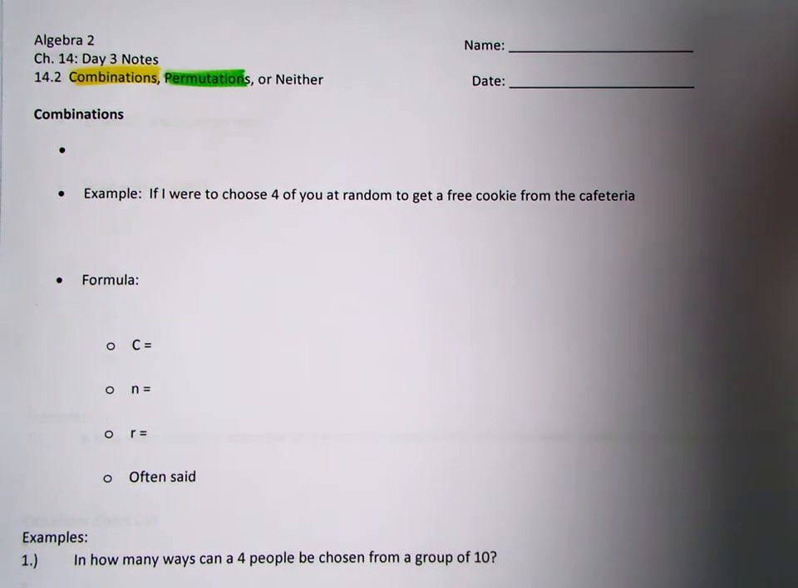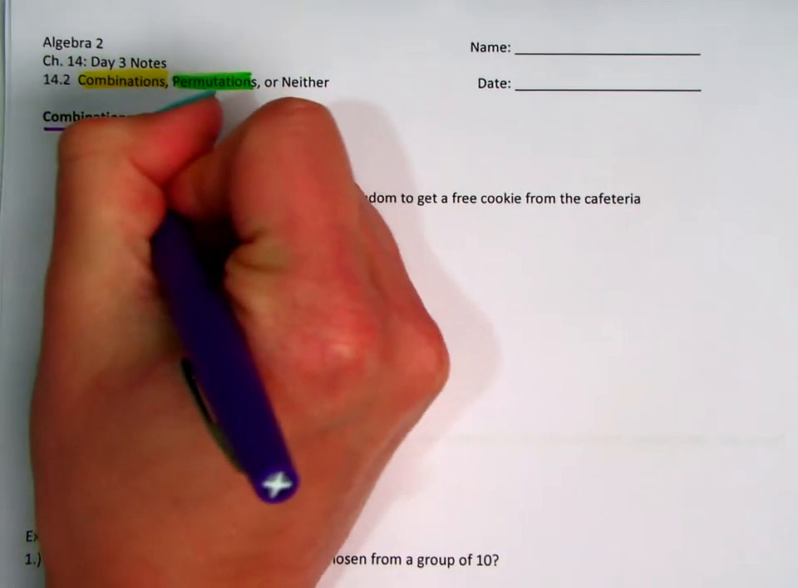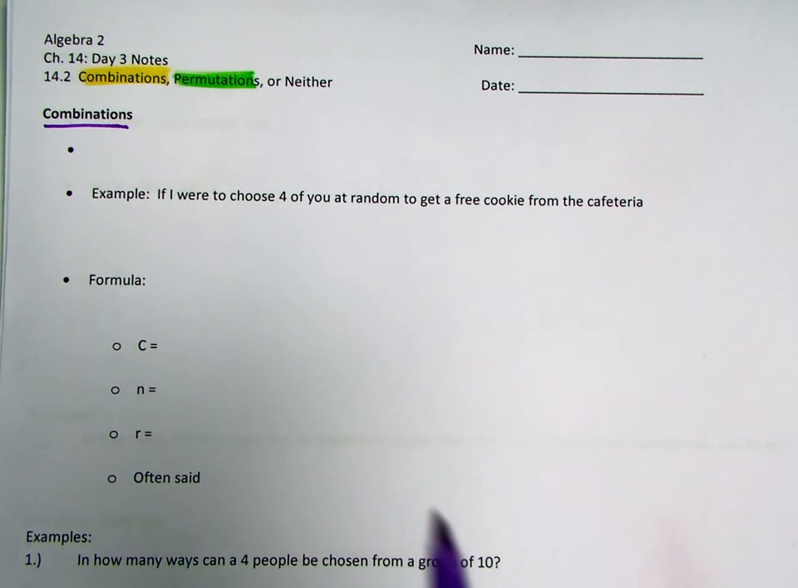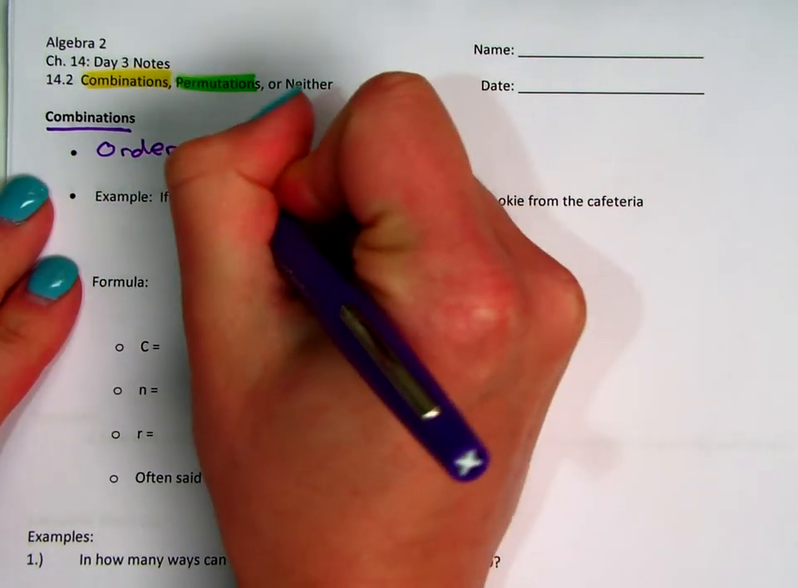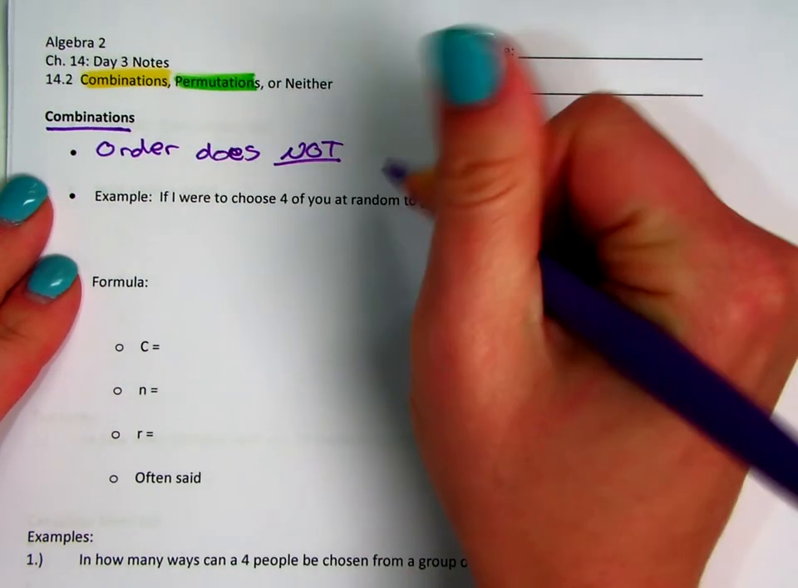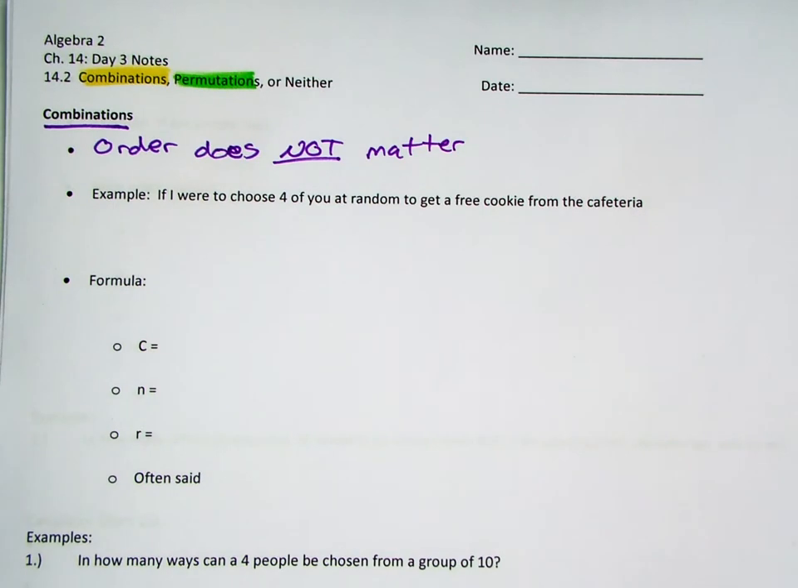Specifically today, you really should focus on how do I know if something's a combination versus how do I know if something's a permutation. Because what we do for combinations is going to be completely different than permutations. And really, my focus when I look at these is the difference between does it matter what order things are chosen in. So for combinations, the order does not matter. In other words, the order at which something is chosen doesn't matter.